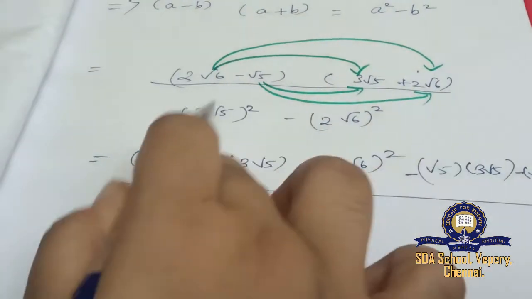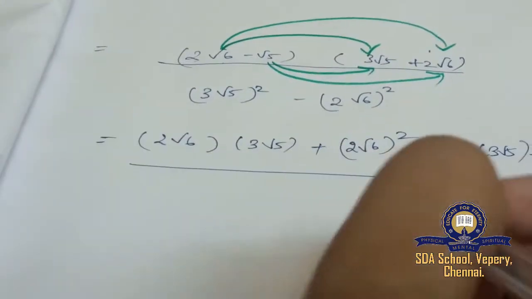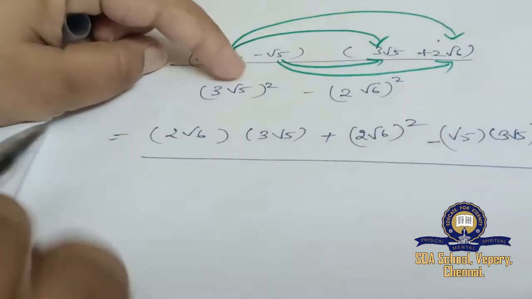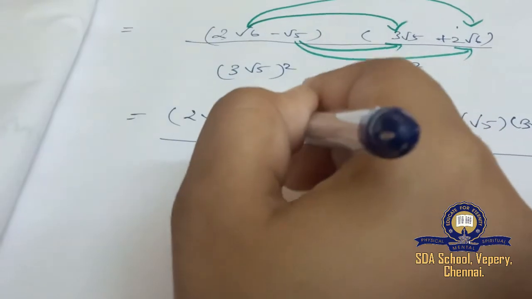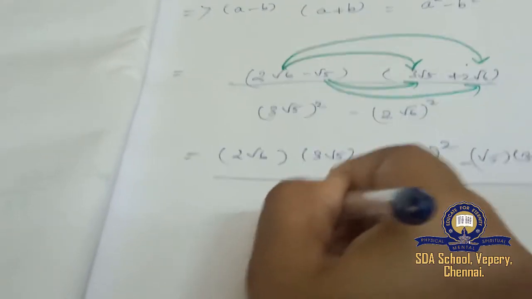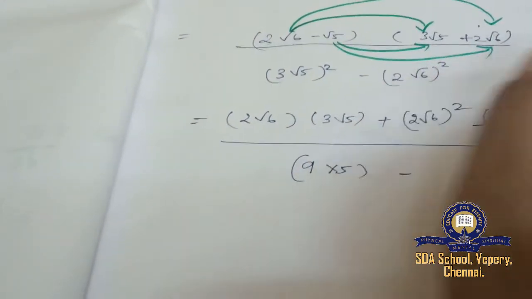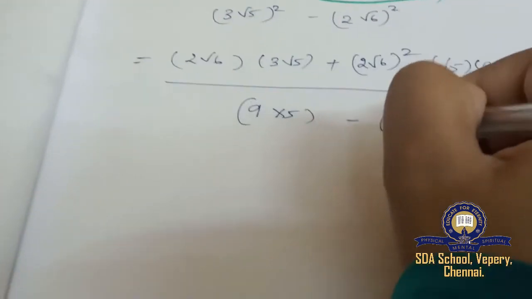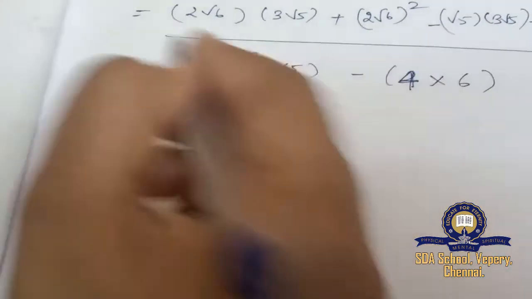Now divided by, what is it? Open up the bracket. What will you get? 3 square will be 9. Then 9 into (√5) the whole square, that is 5 only. 9 fives are, what will I get? 9 into 5 I will get over here. Am I right? Then put minus of 2 square, that is 4. 4 into (√6) the whole square will be 6 only.